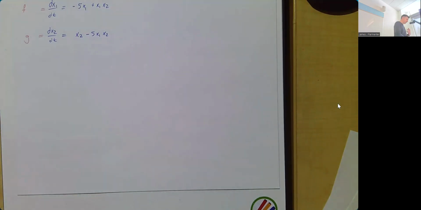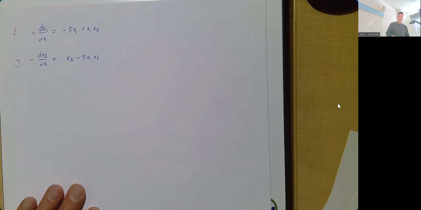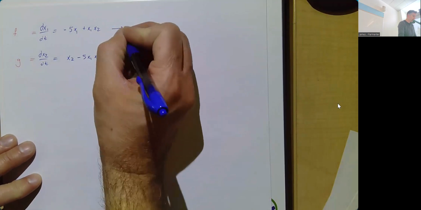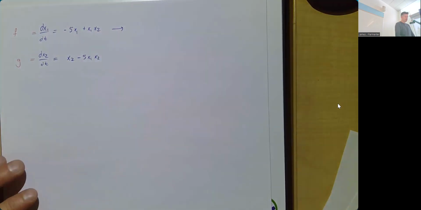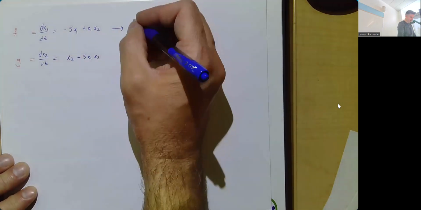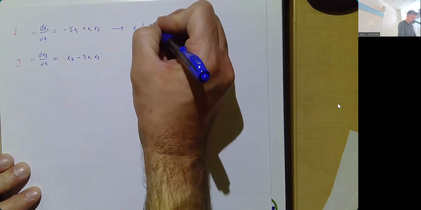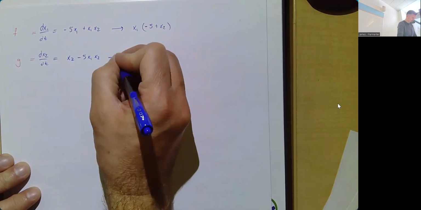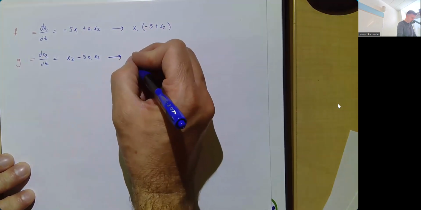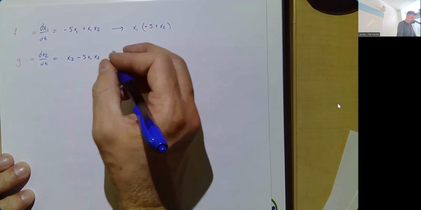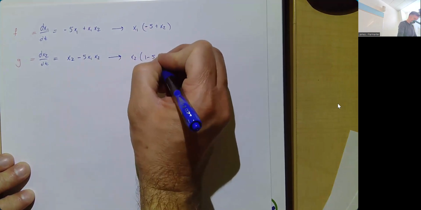All right, so first things first, let's find all the equilibria by setting each of these equations equal to 0. Actually, before we set them equal to 0, let's help ourselves out and factor. From the first equation, I can factor out an x1, and I'm left with -5 plus x2. From the second equation, I can factor out an x2, and I'm left with 1 minus 5x1.